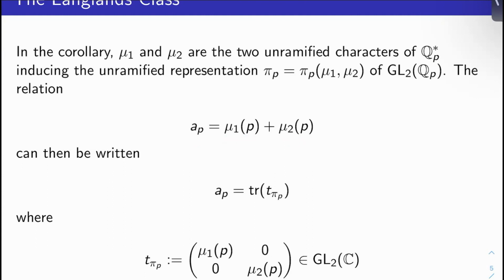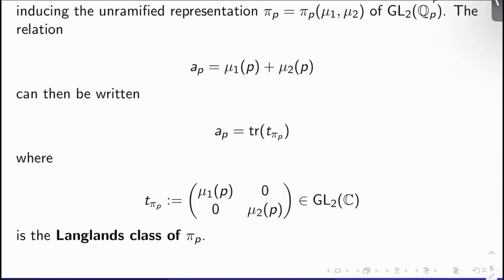So we have this. What we do is we rewrite that. We rewrite that as a_p equals the trace of t_{π_p}, where t_{π_p} is the 2x2 matrix in GL2(C) with diagonal entries μ1(p), μ2(p), and 0 entries elsewhere. And this allows me to finally define something for you that I've been talking about for several videos, which is the Langlands class of the local component π_p. It's merely this matrix, right? And so a_p is just the trace of this matrix. That's how we think about this, because this matrix is very important in the theory.